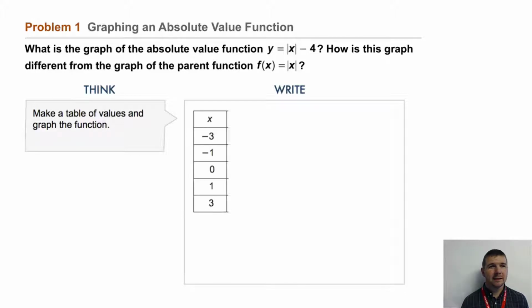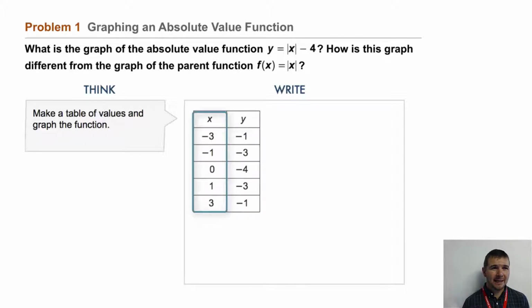And then write first a table of values with some x's selected: -3, -1, 0, 1, 3. Note it's wise to choose some negative values and positive values to make sure that we do our best to get on each side of the vertex so we can accurately graph the function.